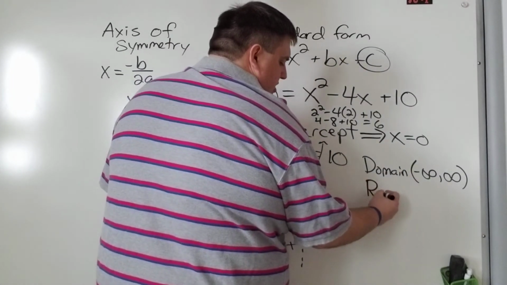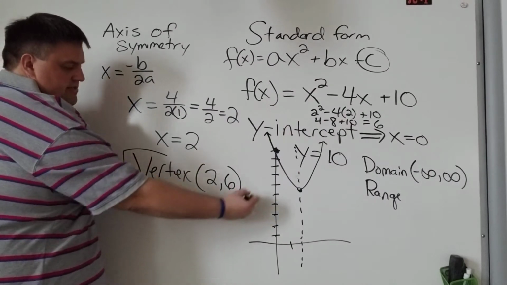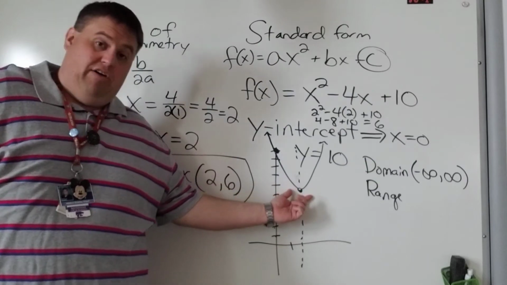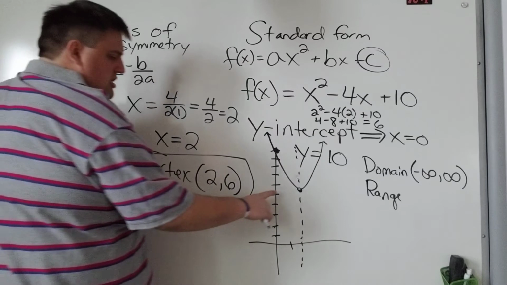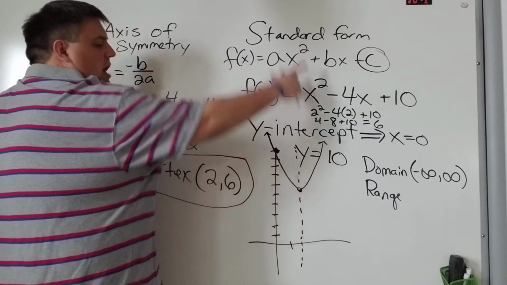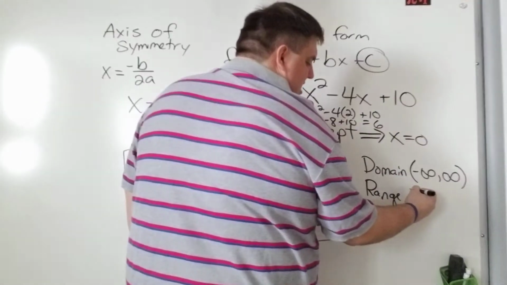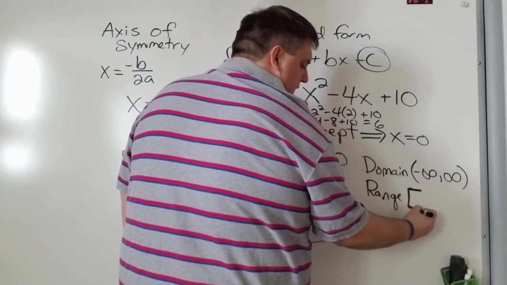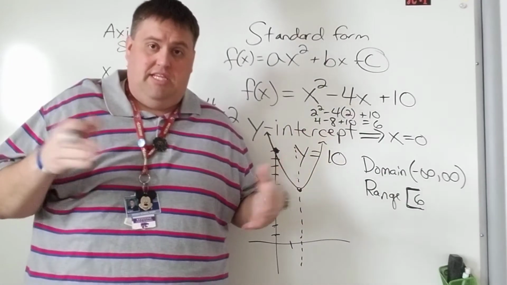Our range, however, is going to be determined by our vertex. So this is where we get into this idea that this is a minimum value at the vertex because it opens up. That means that my range, the smallest it's going to be is 6. And then it's going to go up forever and ever. So when I want to write my range, because we actually touch the point 6, we want to make it this hard bracket. It's the square bracket, not the parenthesis.